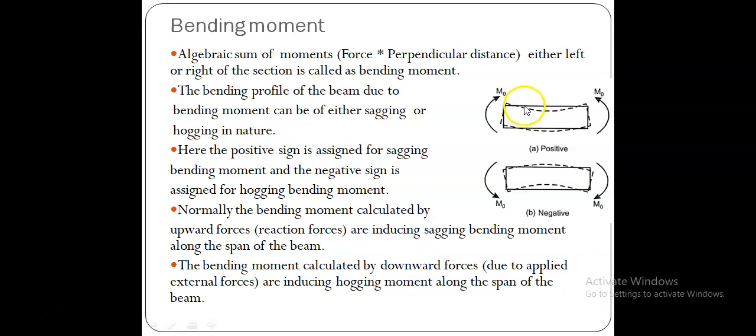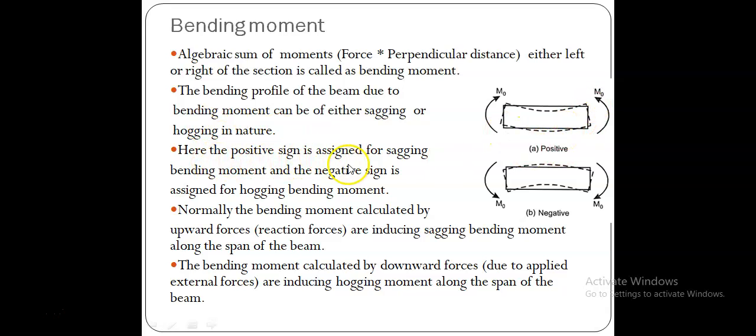You see that when a transverse force acts on this beam, it may be a UDL or a concentrated force. Because of that force, the bending moment is induced. Because of this bending moment, the beam tends to bend. So the nature of the bending profile may be sagging or hogging. It has two kinds of bending profile.